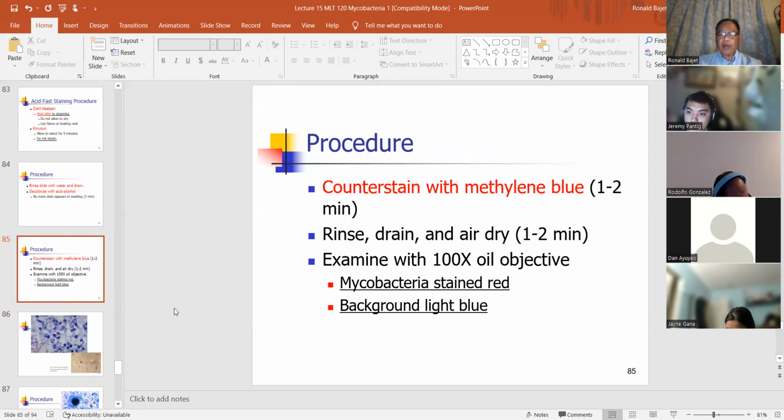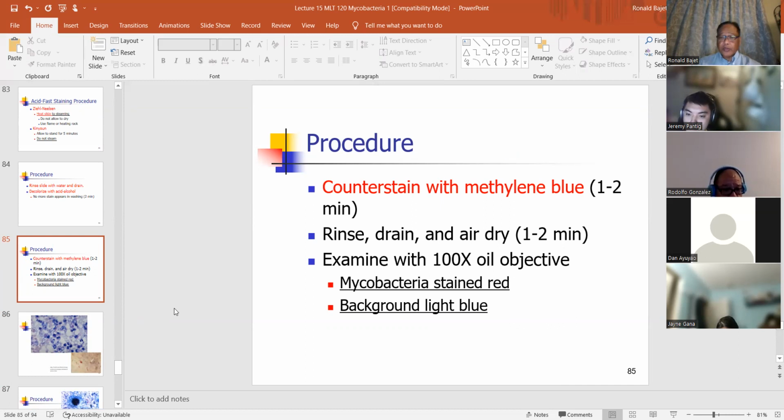And then finally, you would counterstain with methylene blue, 1 to 2 minutes. So you would add enough methylene blue to cover the specimen, and wait 1 to 2 minutes. Rinse, drain, and air dry, and examine under the 100x oil immersion objective.